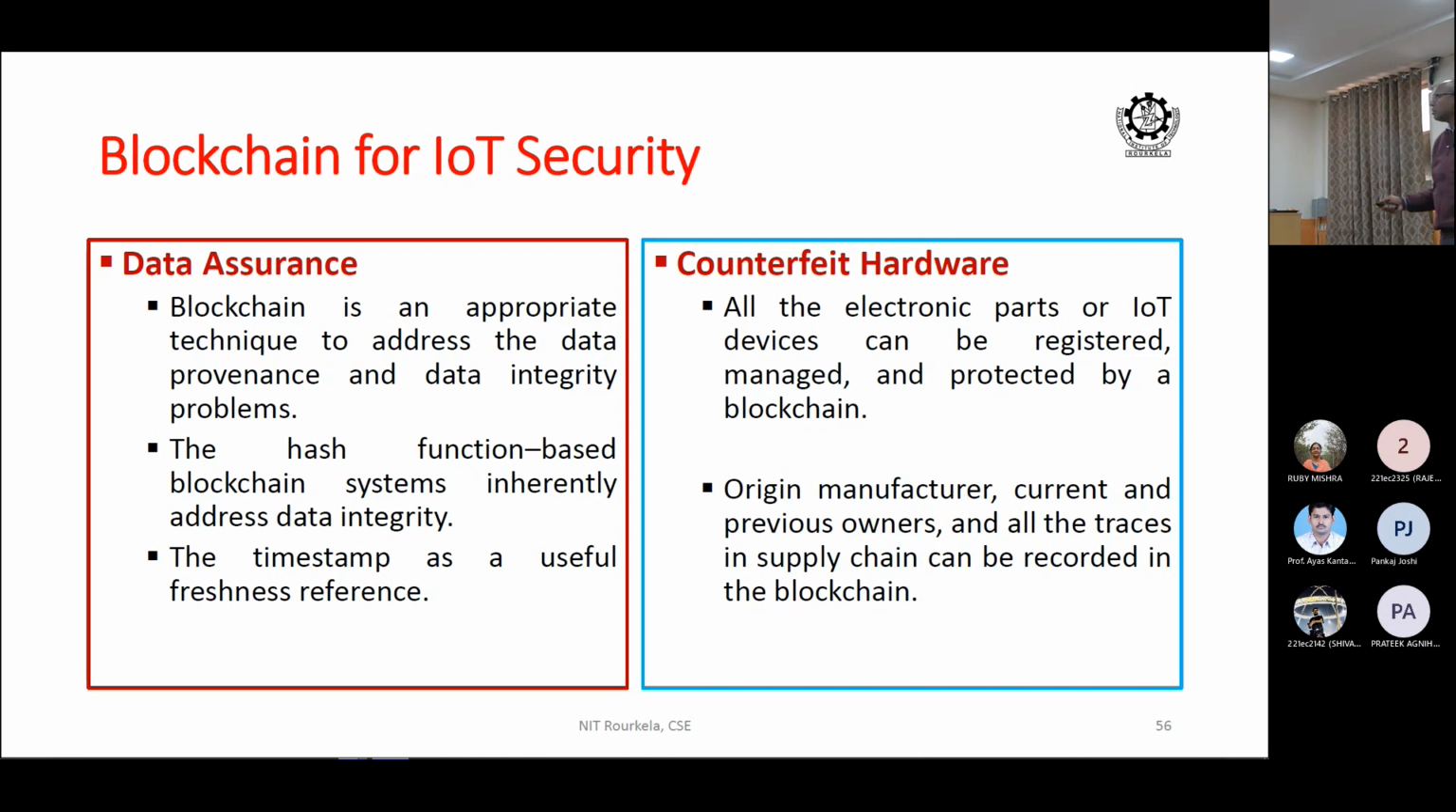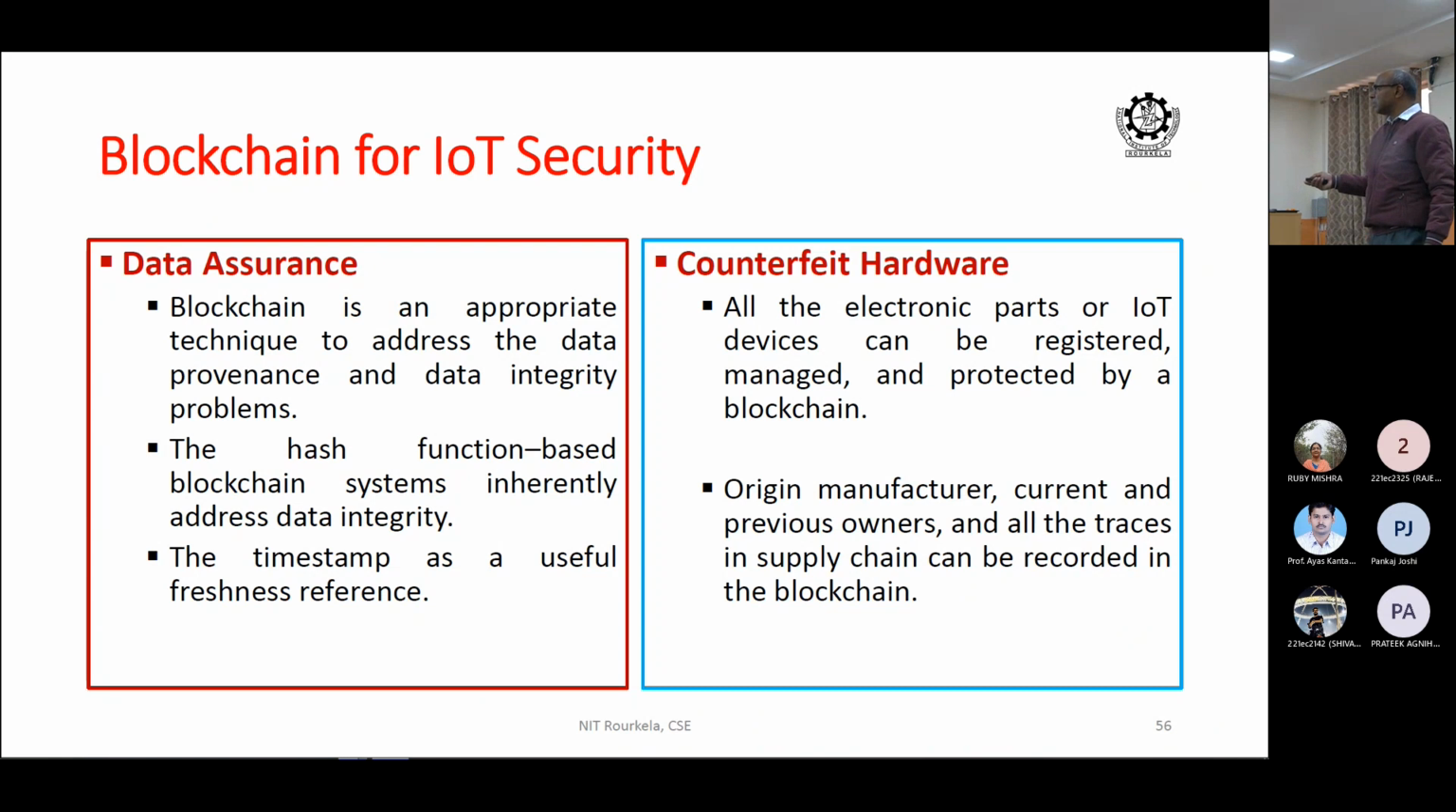A blockchain is an appropriate technique to address the data provenance and the data integrity problem. Any data you put in the blockchain cannot be tampered with. The moment you tamper, as we looked at with the Merkle tree, the Merkle tree immediately gets changed. If the Merkle tree gets changed, then the entire header information gets changed. The hash information gets changed. So the entire tree from the node where the data has been changed becomes invalid. So anyone in the chain can immediately detect that tampering has been done.